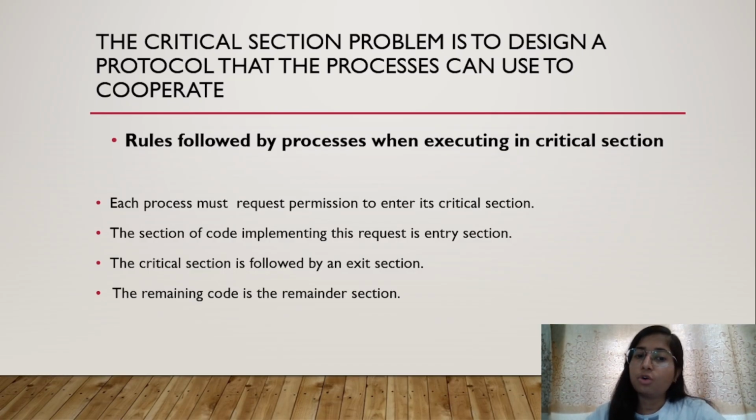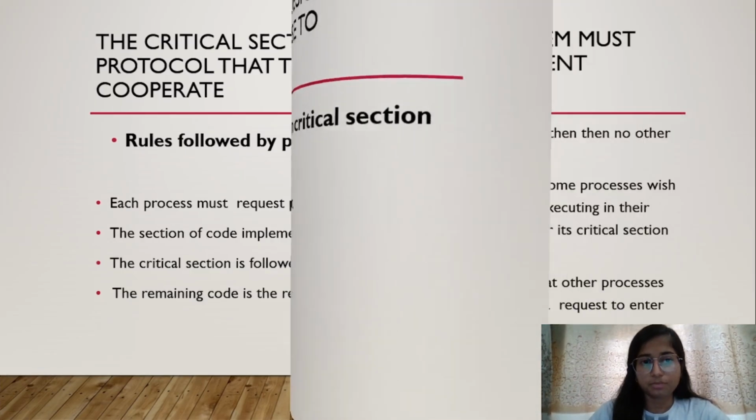Last, the remaining code is the remainder section. After the exit section, there is a remainder section. If the process wants to perform any other task after executing in its critical section, or any other task is there by the CPU, then that code is contained in the remainder section.